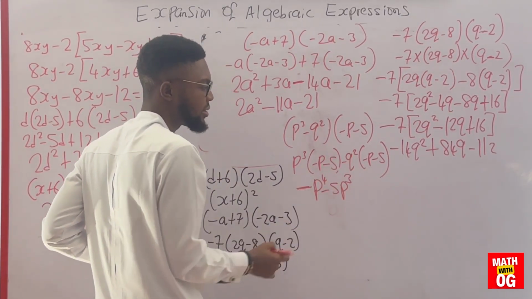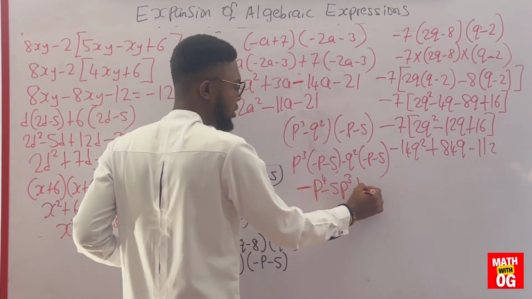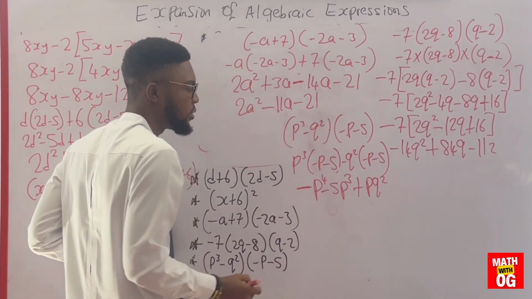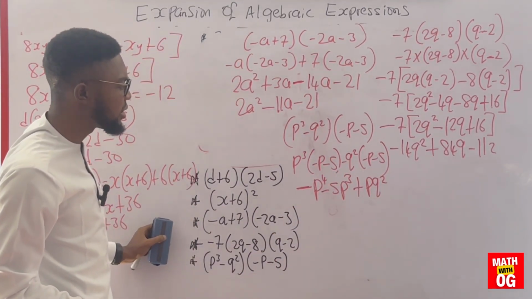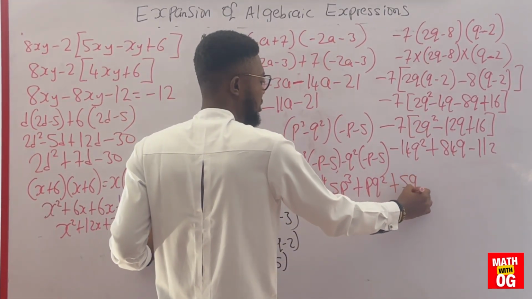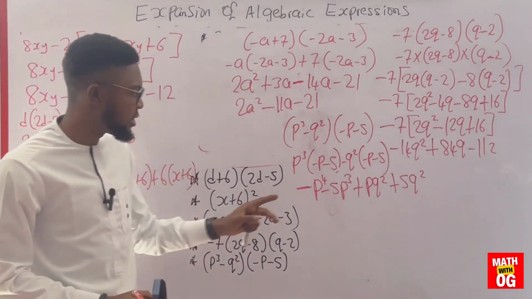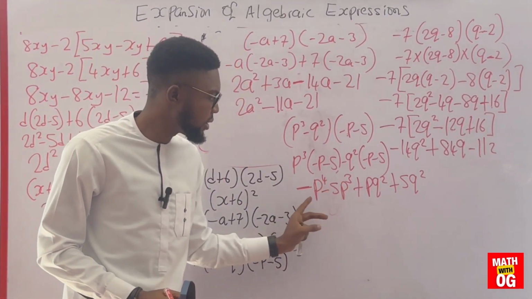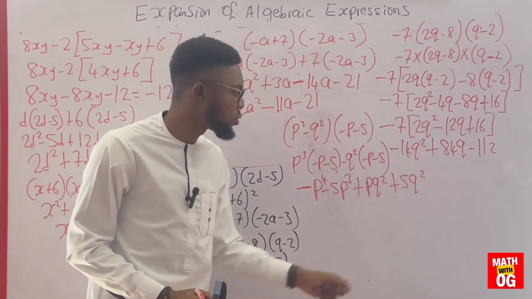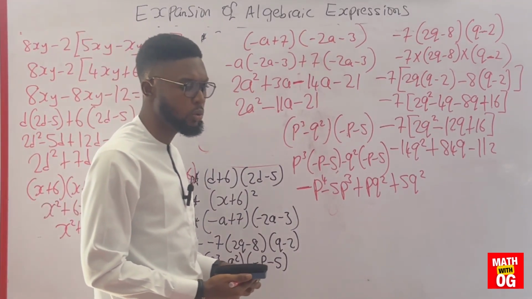Negative q squared times negative p. Negative times negative is positive, so you have a pq squared. Negative q squared times negative 5. Negative times negative is positive, so you have a positive 5q squared. Now I believe there's no like terms here. This is p raised to the power of 4, p raised to the power of 3, they are not like terms. Pq squared and just q squared, no like terms there. So that is the answer to the question.